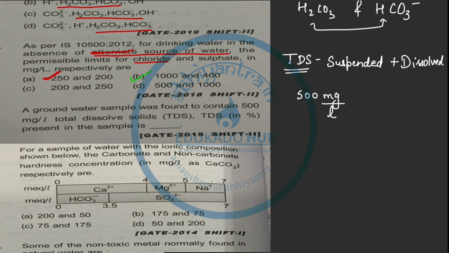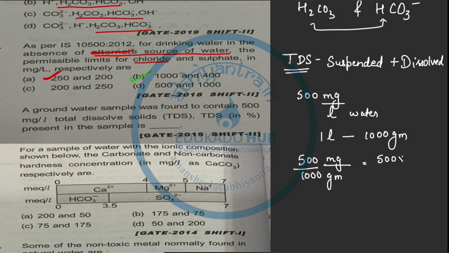Okay, per liter of what? Per liter of water, right? And for water we know that its volume and its mass is equivalent, right? So 1 liter of volume is equivalent to 1000 grams of water mass. So 500 milligram per 1000 gram, and now I can change milligram also in gram. So 500 into 10 to the power minus 3 divided by 1000 gram upon gram.